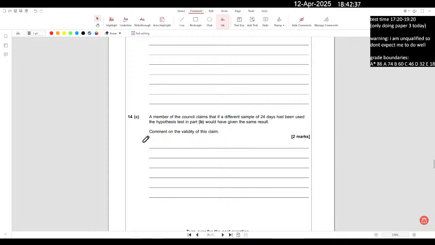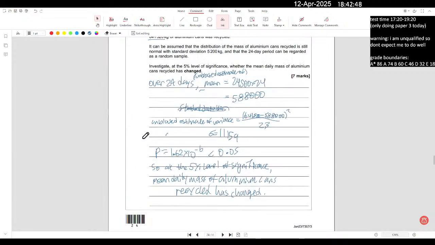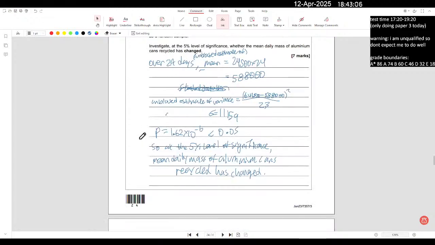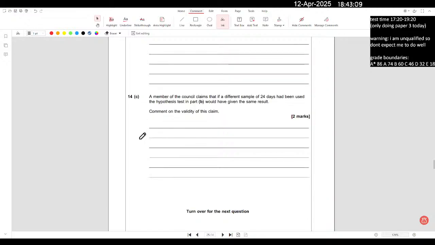A member of the council claims that if a different sample of 24 days had been used, the hypothesis test in part B would have given the same result. Comment on the validity of this claim. A different sample of 24 days. Why would it give the same result if a different sample was used? Not valid.